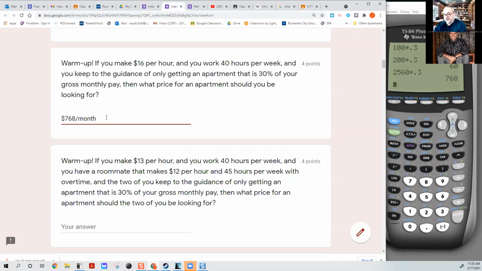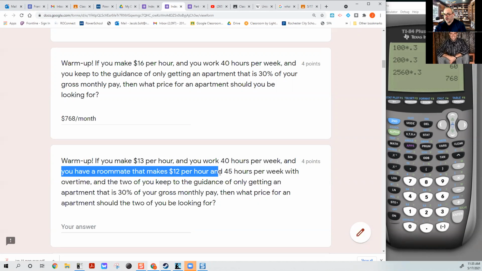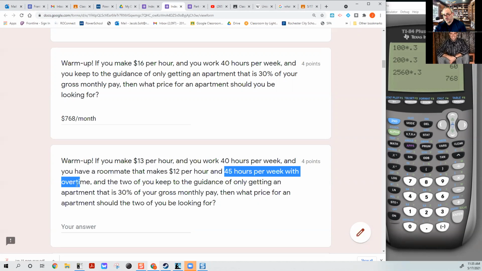All right, warm up number two. This is going to be a little bit hard. Okay, you make $13 an hour now. We've taken a $3 pay cut, it looks like, and we still work 40 hours per week. Oh, and we have a roommate that makes $12 an hour and works 45 hours per week with overtime. Oh my gosh, I'm doing too much.